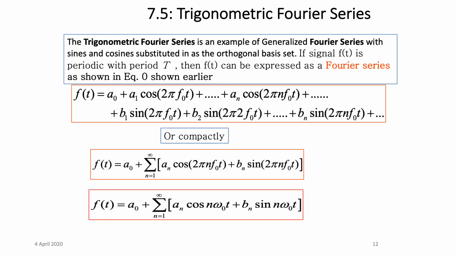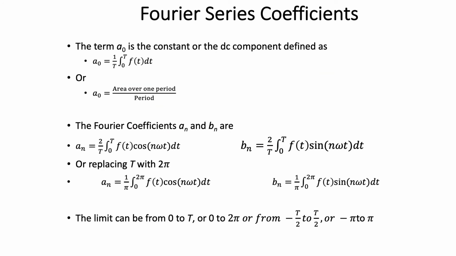Or in terms of omega, f(t) equals a0 plus the summation of n equal to 1 to infinity of an cos n omega naught t plus bn sin n omega naught t. If we put back together, the coefficients for the Fourier series can be summarized as below. The term a0 is the constant or the DC component, defined as a0 equals 1 over T integral 0 to T f(t) dt, or a0 equals the area over one period over the period.